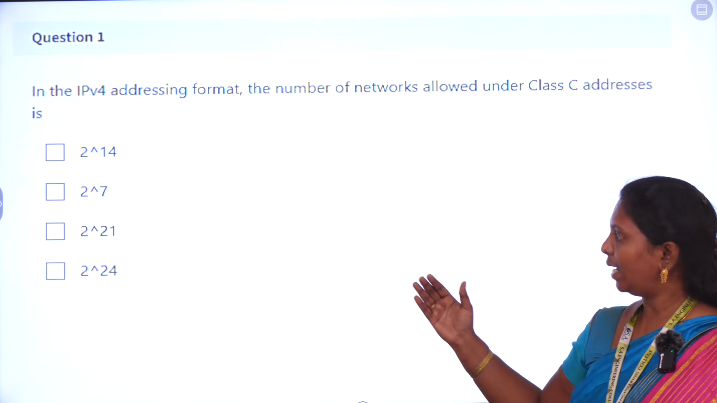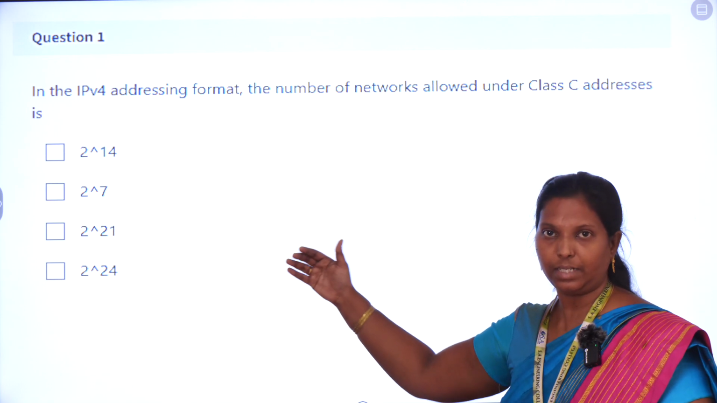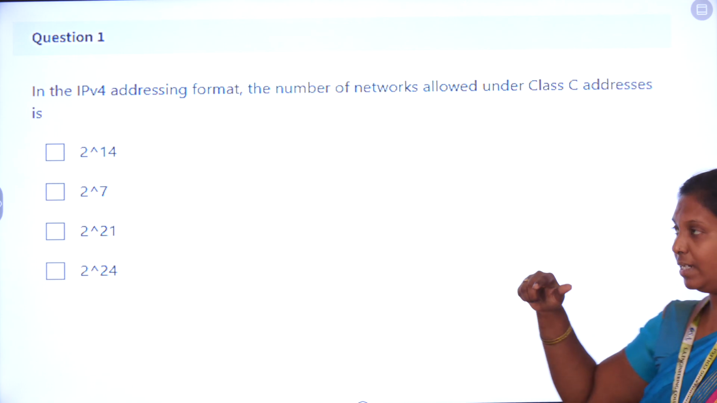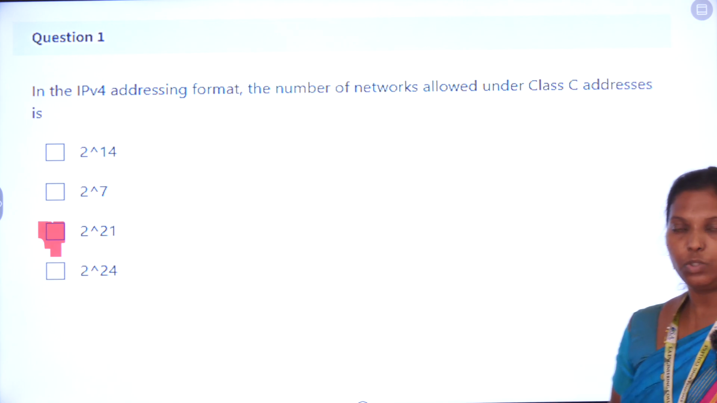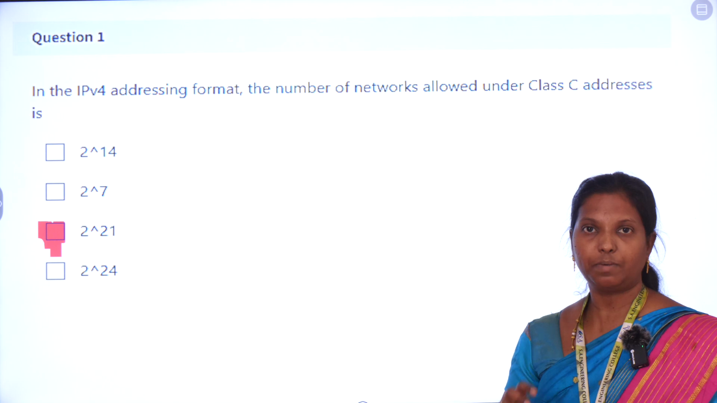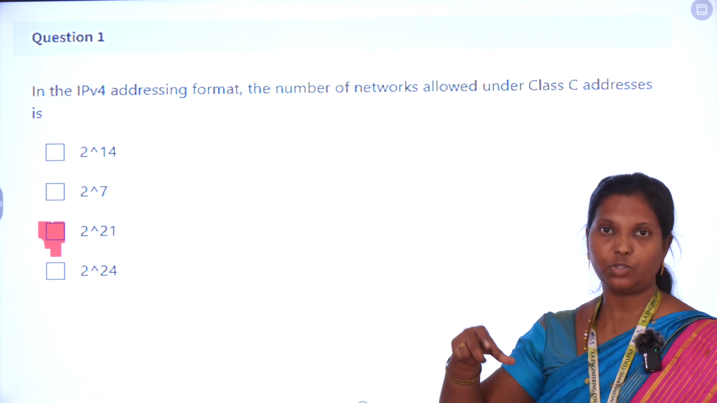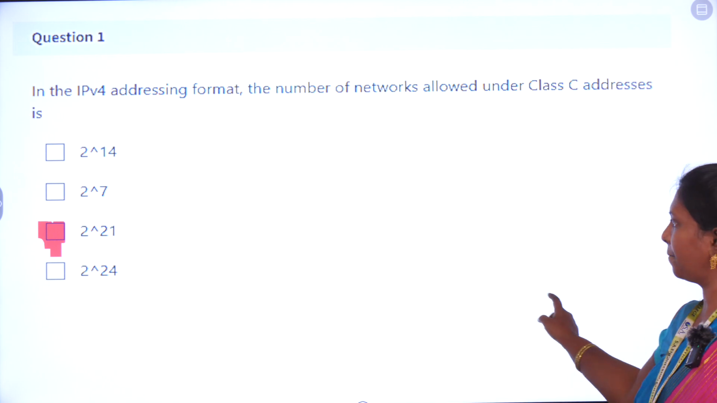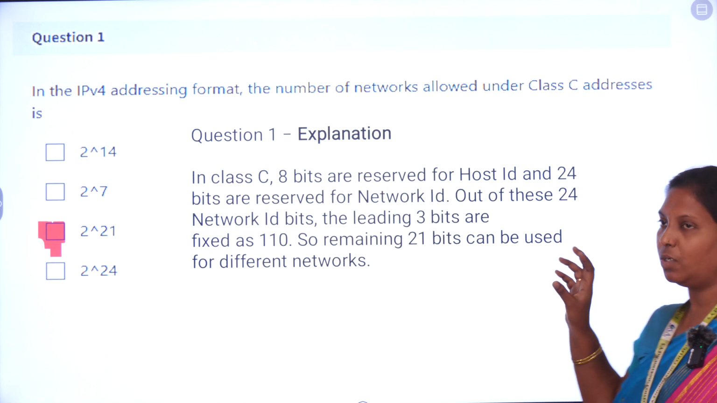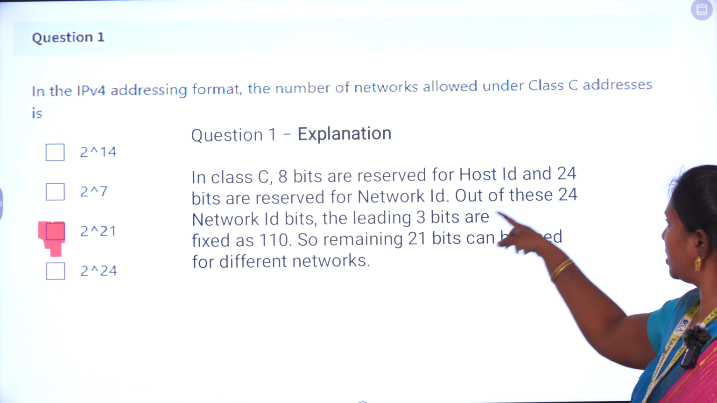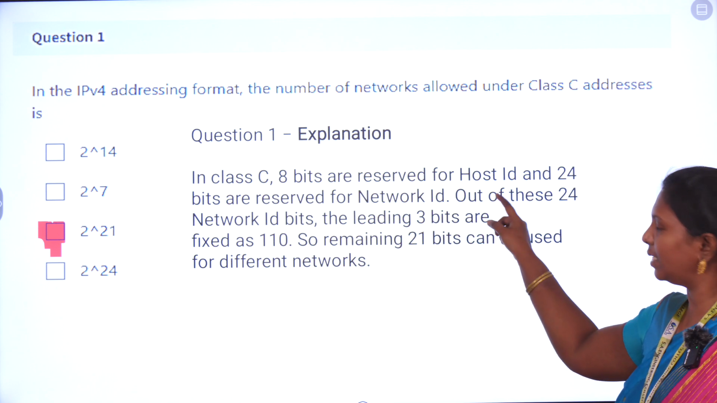As you know, I mentioned each and every category of class A, class B, and class C, and here they have given class C. So the answer is 2 to the power 21. So 2 to the power 21 IP addresses can be hosted through the class C addressing. This is because 8 bits are reserved for the host ID. So this is the explanation, and 24 bits are reserved for the network ID.